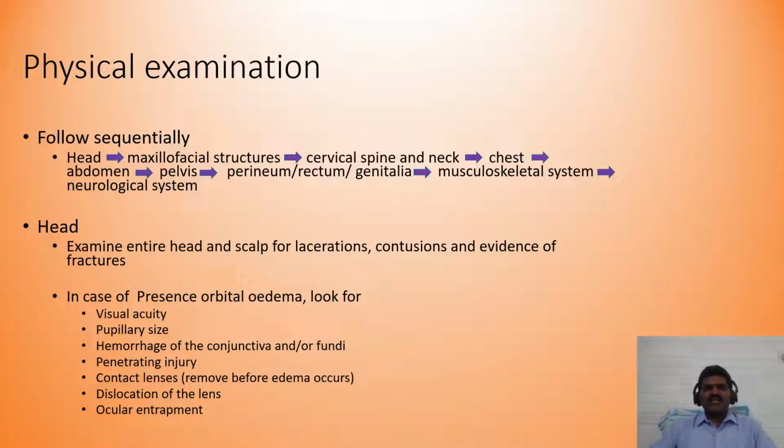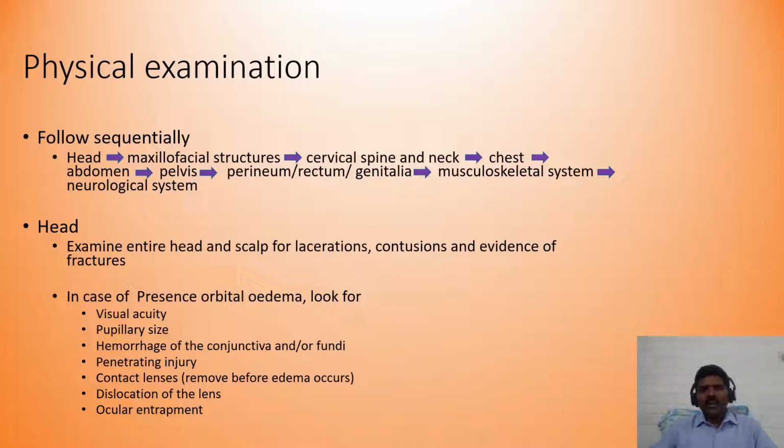So let us see one by one what structures you need to examine. When it comes to the head, you need to examine the entire head and scalp for lacerations, contusions, and evidence of any fractures. Periorbital edema is usually due to fracture of the floor of the orbit or roof of the orbit, which forms the floor of the anterior cranial fossa.